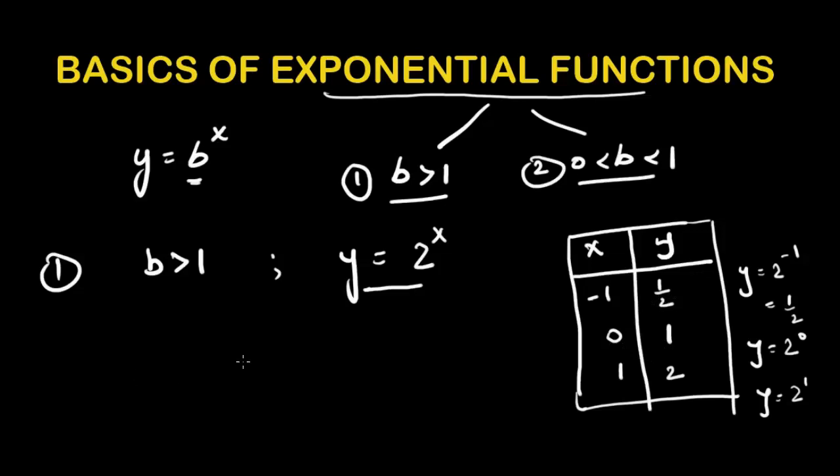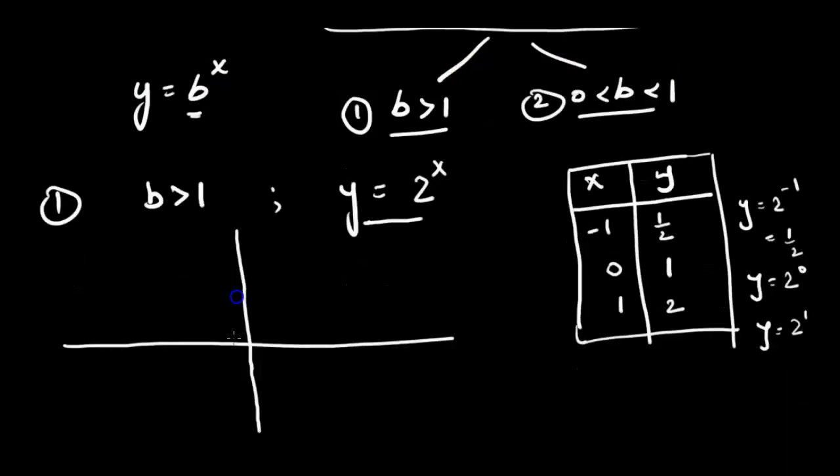Now let's make a coordinate axis and turn this into a graph. X values are -1, 0, 1. Y values are half, 1 and 2. So let's say 1 is here and 2 is here. Half is going to be somewhat here. When x is -1, y is half. So the point is here. Next, when x is 0, y is 1. That is here. Next, when x is 1, y is 2. Now when we connect these dots, we get this kind of a graph.